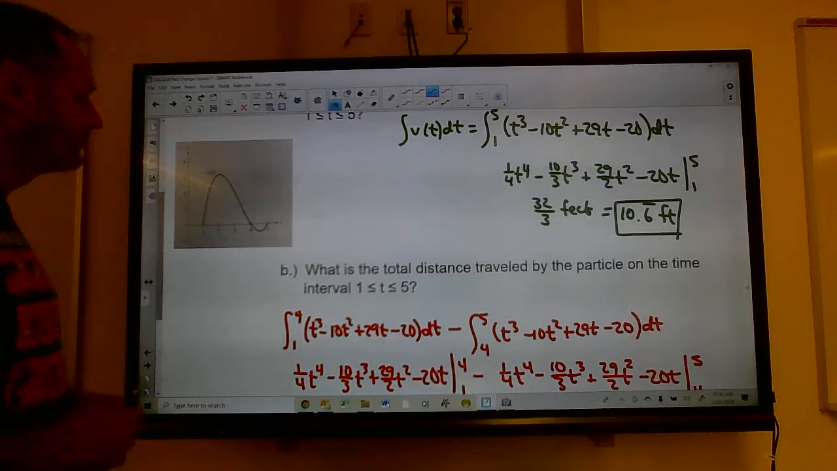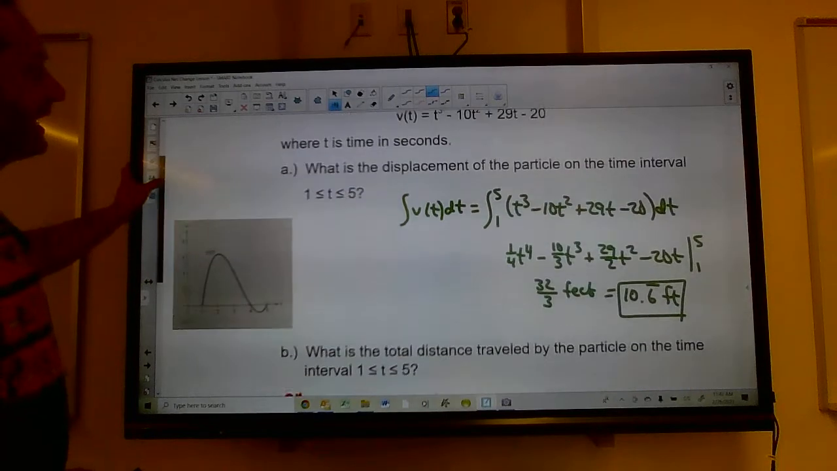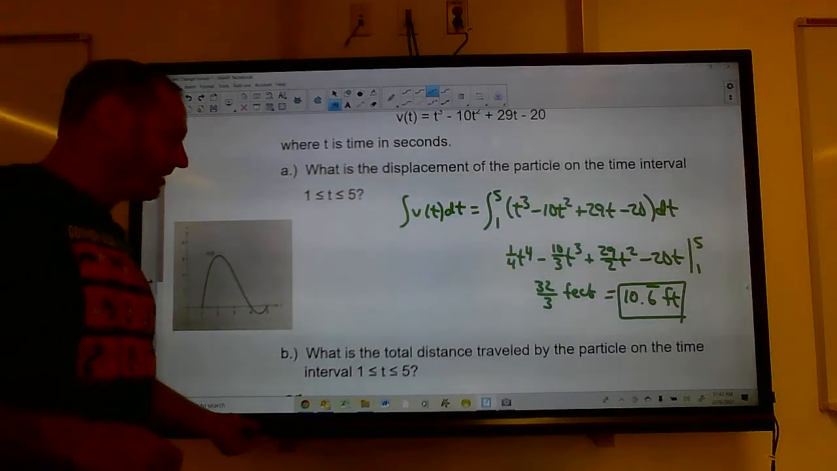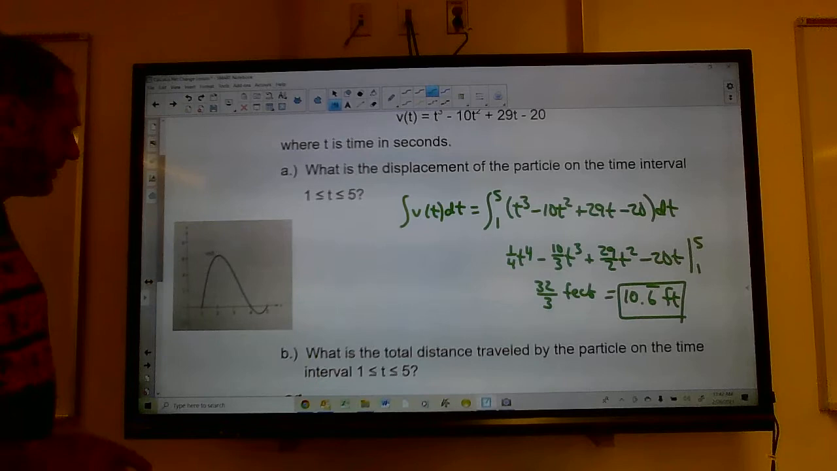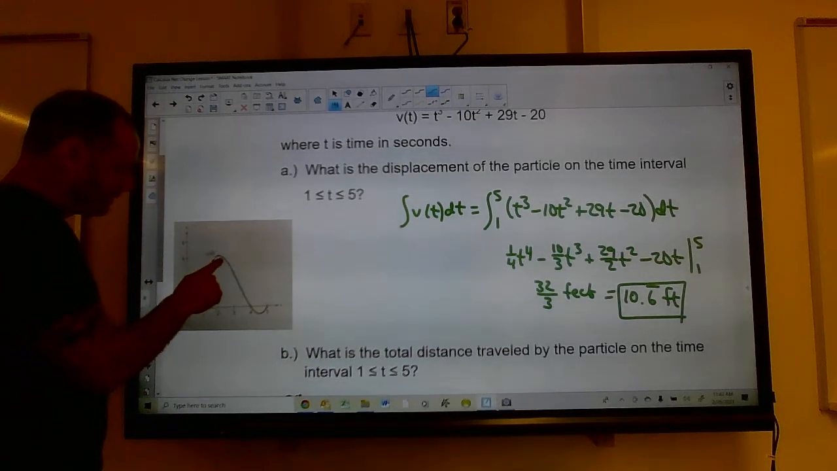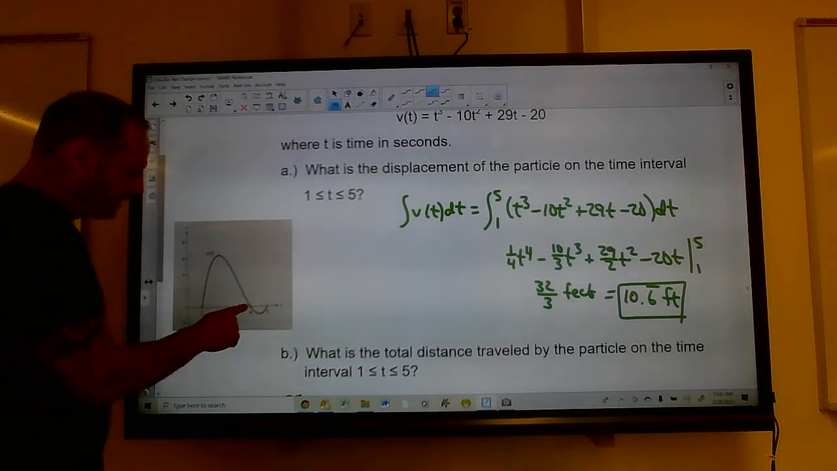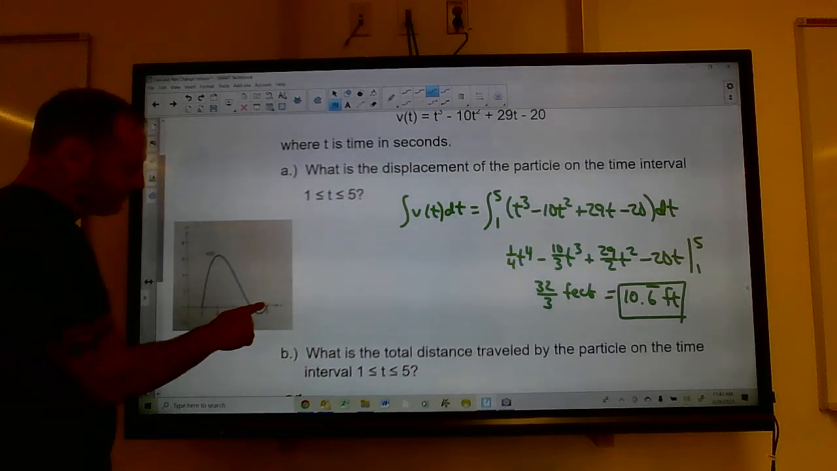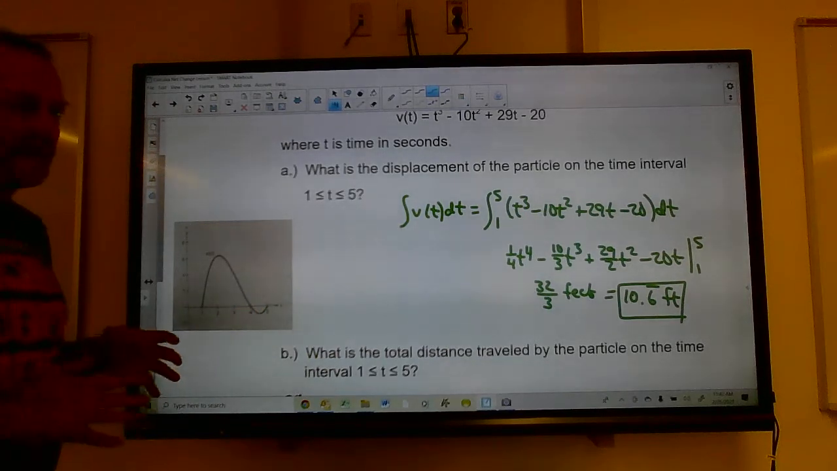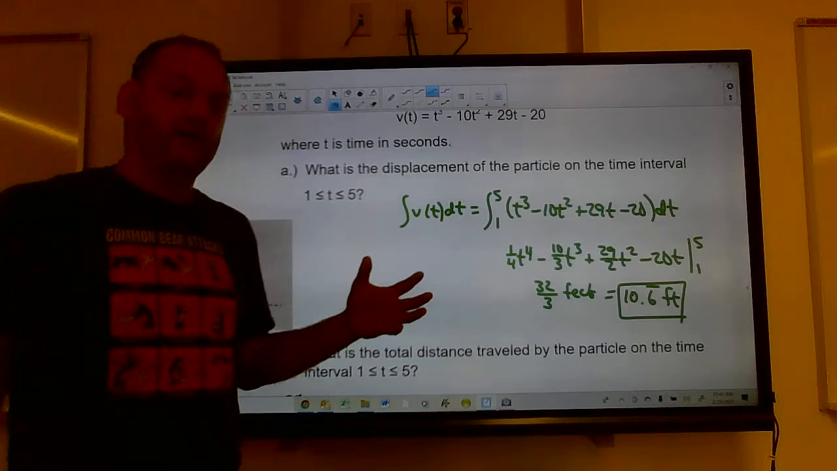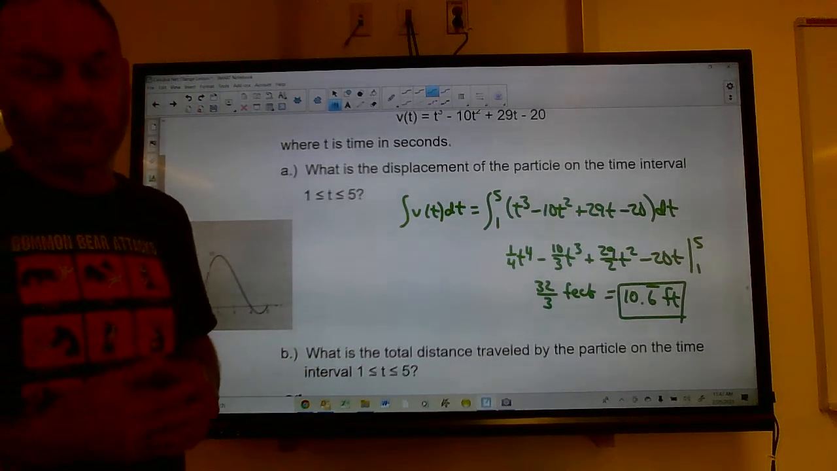So the difference between total distance and displacement, they're totally different things. This thing had gone away from me, away from me, and then it came back towards me a little bit. So that's why the total distance is different than the displacement.